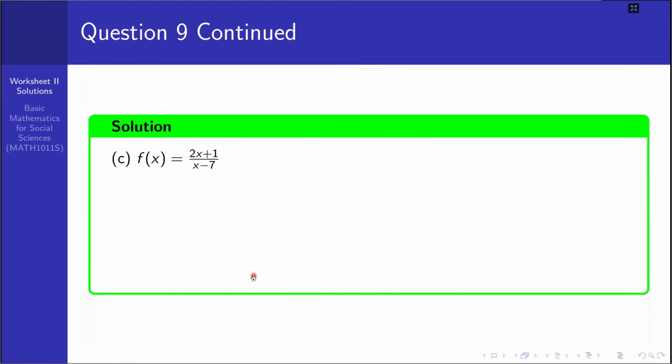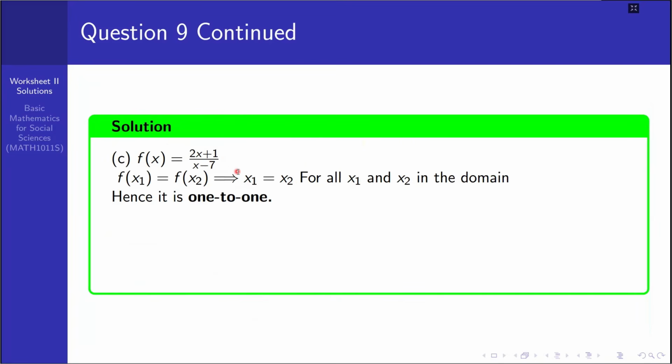Next, question number C. We are given f of x equal to x plus 1 over x minus 7. So f of x1 is equal to f of x2 implies x1 is equal to x2. We can further simplify this. This is always true for the domain of the given function, which is the set of real numbers without 7. So for all x1 and x2, hence the function is a one-to-one function.